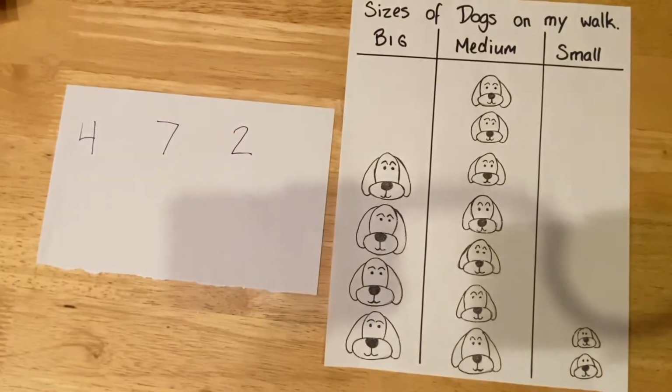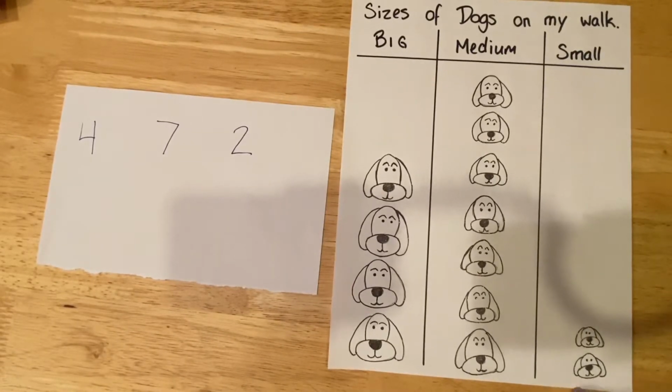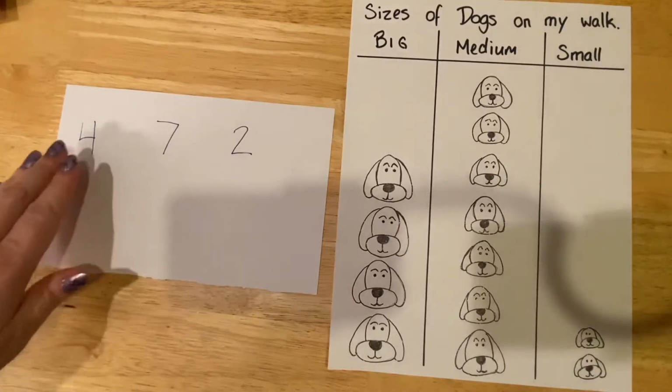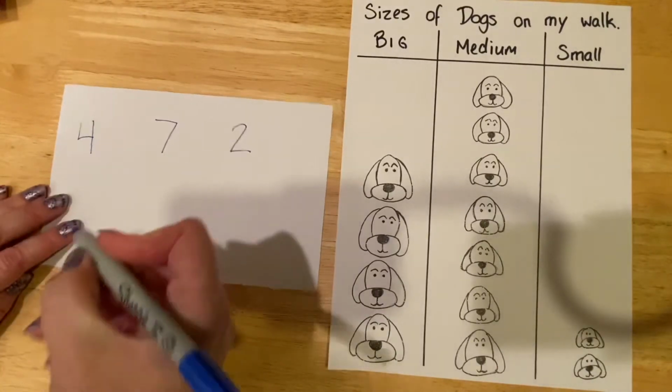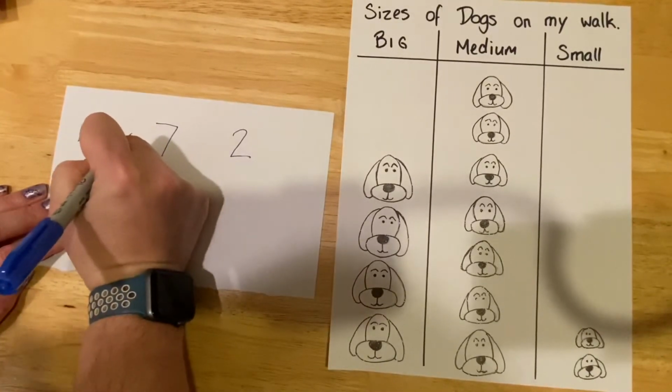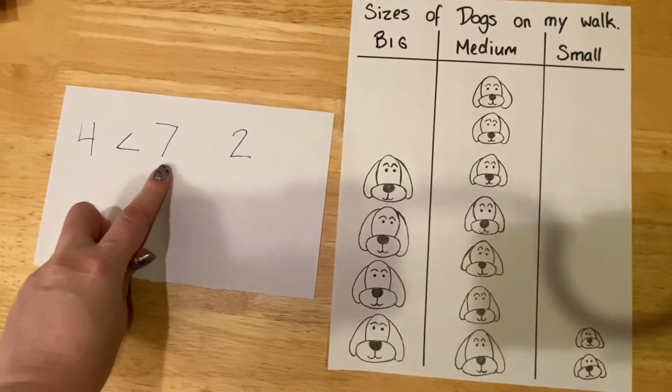Now let's look. Which one did I see the most of? Medium. I saw the most medium dogs. Which one did I see the fewest? Small dogs. I only saw 2 small dogs. So let's compare. Out of 4 and 7, which one is greater? 7 is greater. So I'm going to write the less than symbol. Let's read it. 4 is less than 7.